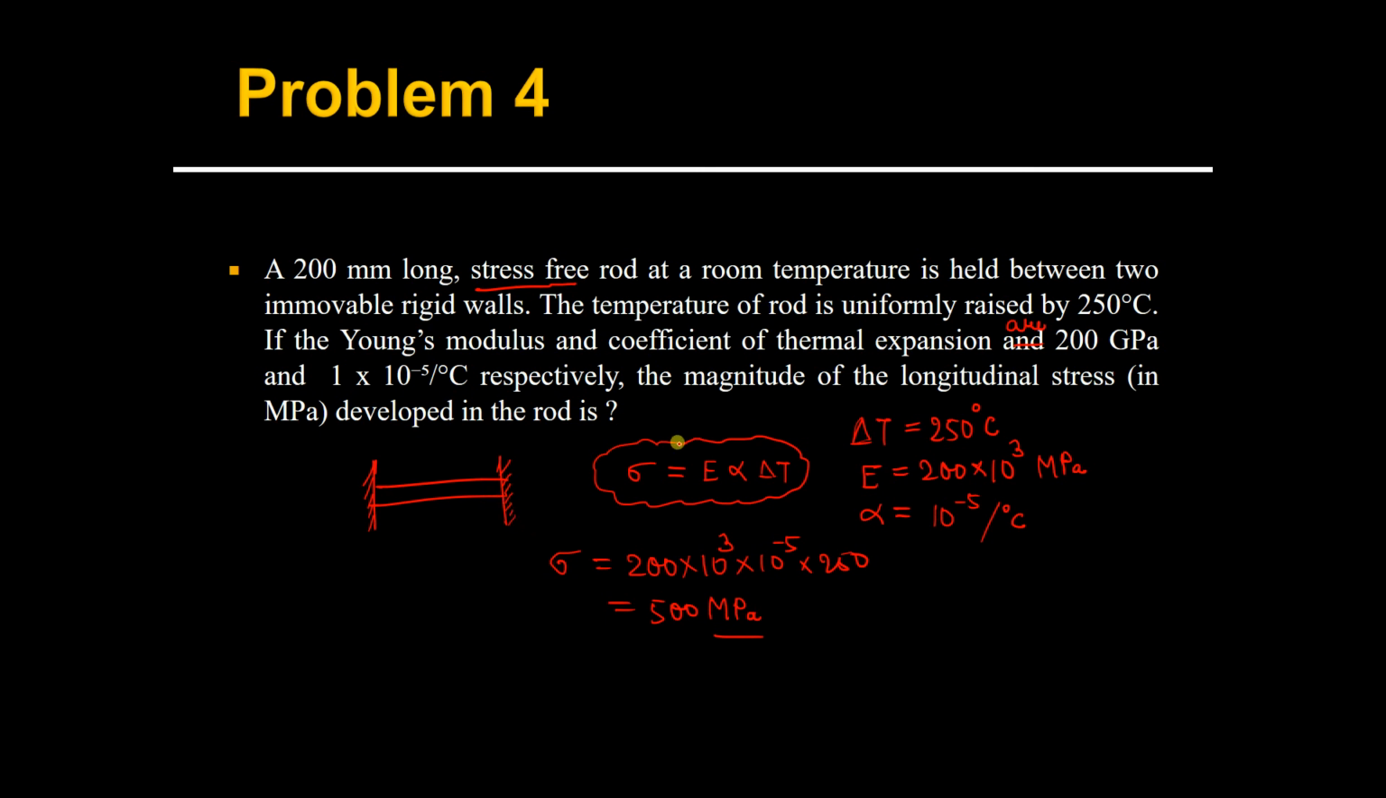Why? Because here they have mentioned that there is an increase in temperature, and if there is an increase in temperature, this rod will try to get elongated, but due to these restrictions a compressive stress will be generated inside this body. So the nature of this is compressive. So there will be a compressive stress generated inside this rod, of magnitude 500 MPa.